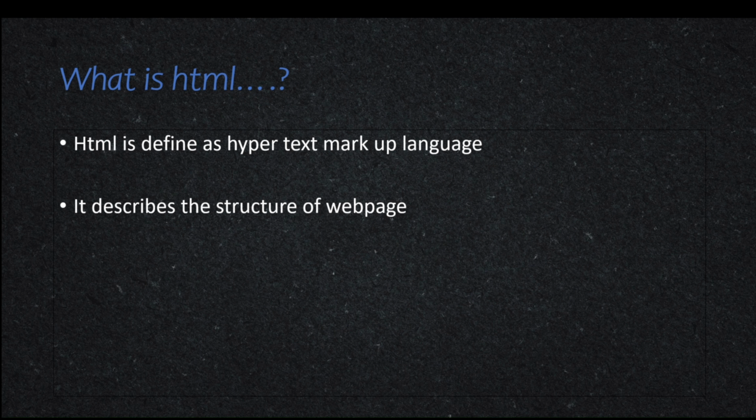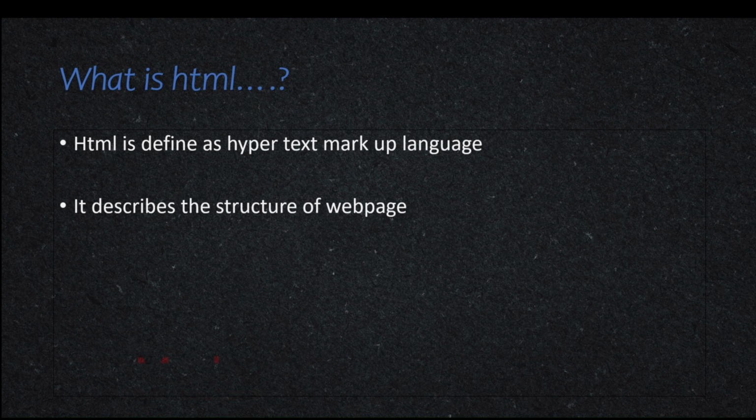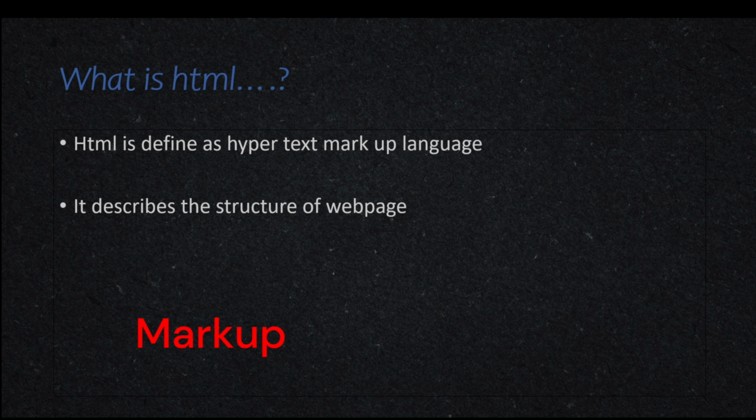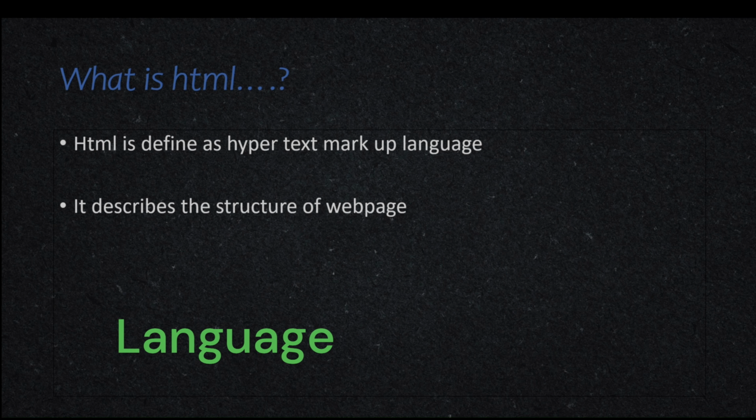Let us understand it by dividing the HTML. What is meant by hypertext? It is text that is connected, allowing you to navigate through the information. The markup. The markup is nothing but the adding of instructions or labels to the plain text, telling the web browser how to display it. What is the language? The language which is understandable by the browser.